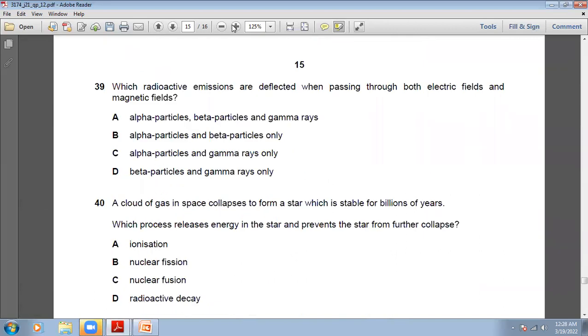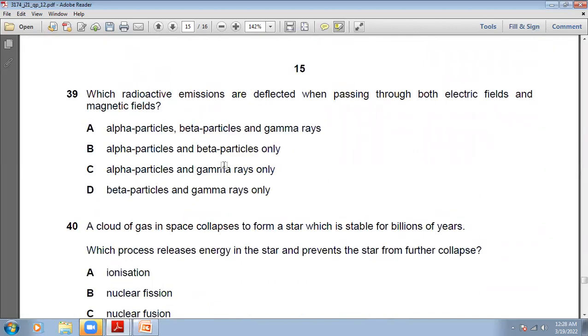I hope you understand that question. A little bit tricky thing. Which radioactive emissions are deflected when passing through both an electric field and a magnetic field? You see, the alpha particles, because they have the positive charge, are deflected by the electric field and the magnetic field. Beta particles, because they are negative electrons, are also deflected by the electric field and the magnetic field. The gamma rays are not affected by either the electric field or the magnetic field.